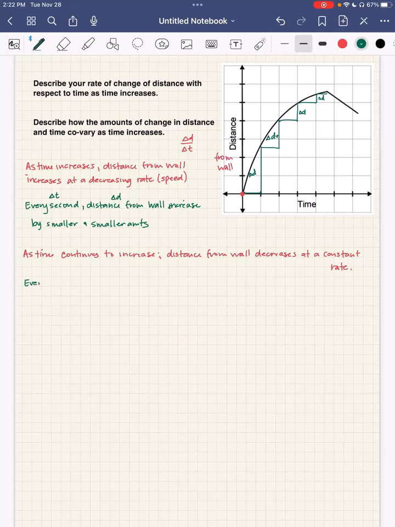the distance from the wall decreases by the same amount. Right? And if that wasn't clear already, every second.